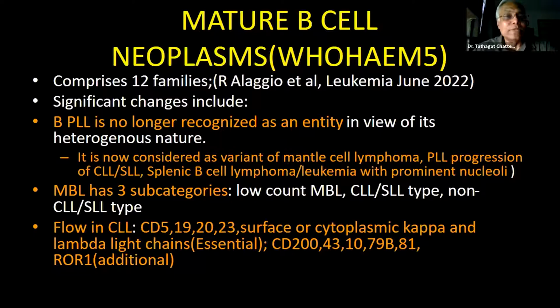Similarly, the monoclonal B-cell lymphocytosis, the MBL, has three subcategories, which are the low-count MBL, the CLL/SLL type of MBL, and the non-CLL/SLL type of MBL.